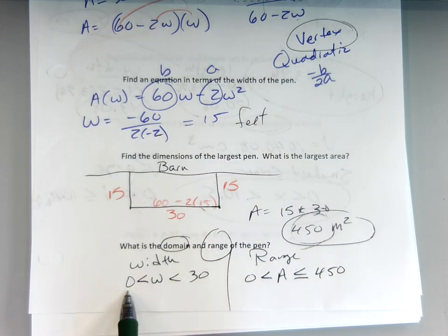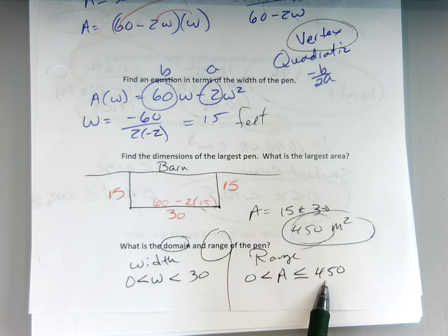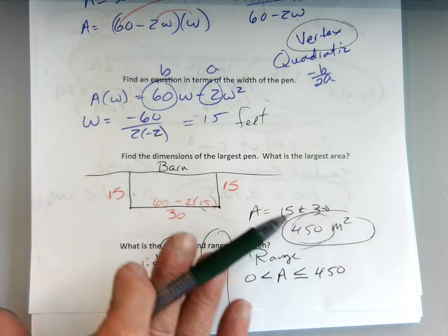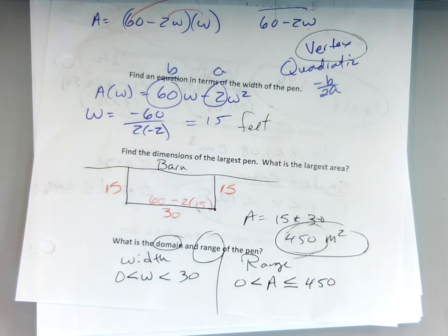The domain is from 0 to 30, not equal because you wouldn't have a rectangle, okay? And the range is 0 to 450, okay? That's the total area.